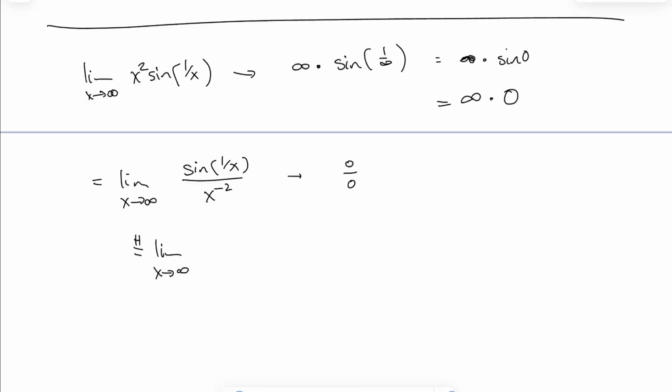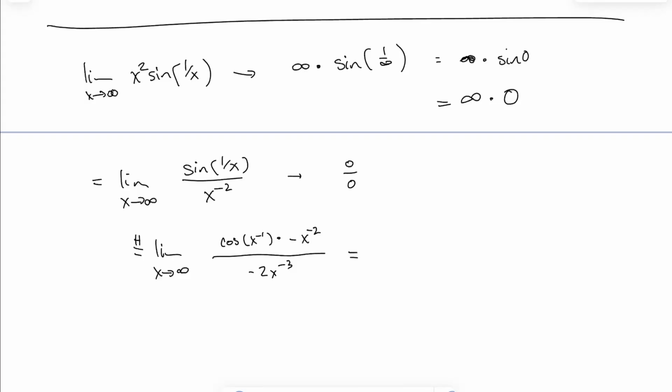Anybody get this far? What'd you get on the top? I know some people got this far. Anybody got something? Yeah? Cosine of x to the negative 1 times negative x to the negative 2. All right. So yeah, she wrote 1 over x as x to the minus 1, which is a good idea. That's a chain rule on the top. And then on the bottom, it's just the power rule, negative 2x to the minus 3. We have powers of x on the top and the bottom, so I would like to simplify the powers of x.